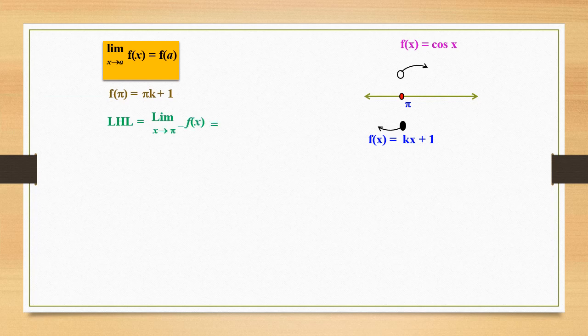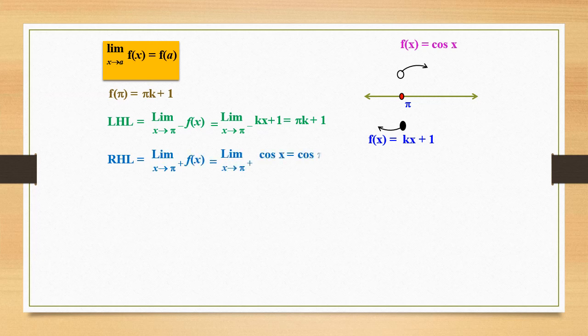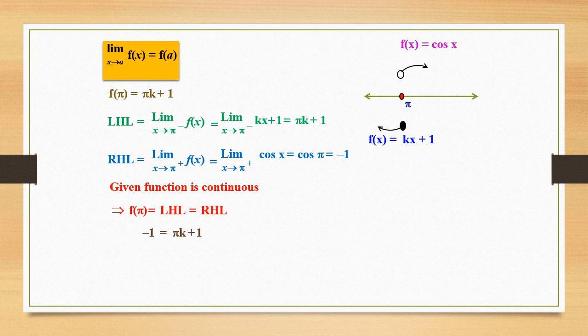LHL is equal to limit of f of x as x tends to pi minus. So on simplifying, we get pi k plus 1. Next, we will calculate the RHL. So limit of f of x as x tends to pi plus, which equals cos pi, and the value of cos pi is equal to minus 1. So we know the function is continuous at x is equal to pi. So f of pi is equal to LHL is equal to RHL. On simplifying, we get minus 1 is equal to pi k plus 1. Minus 2 is equal to pi k, or k will be equal to minus 2 by pi.